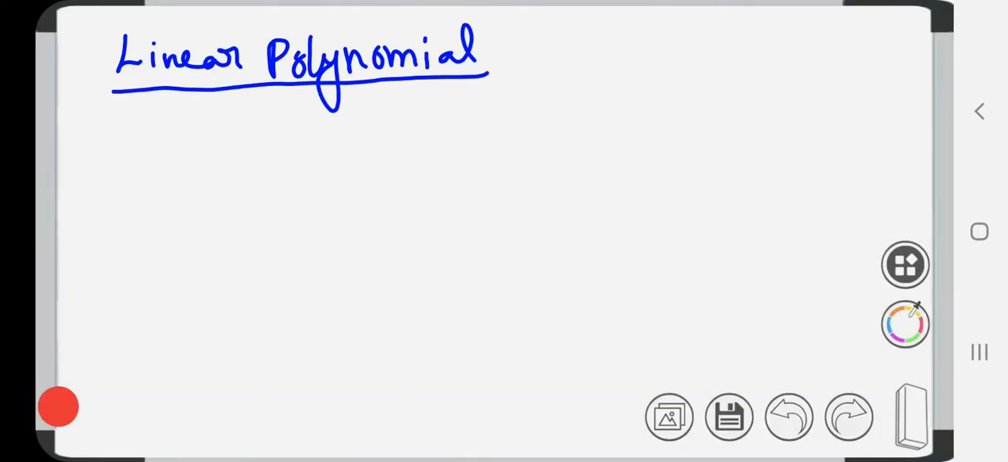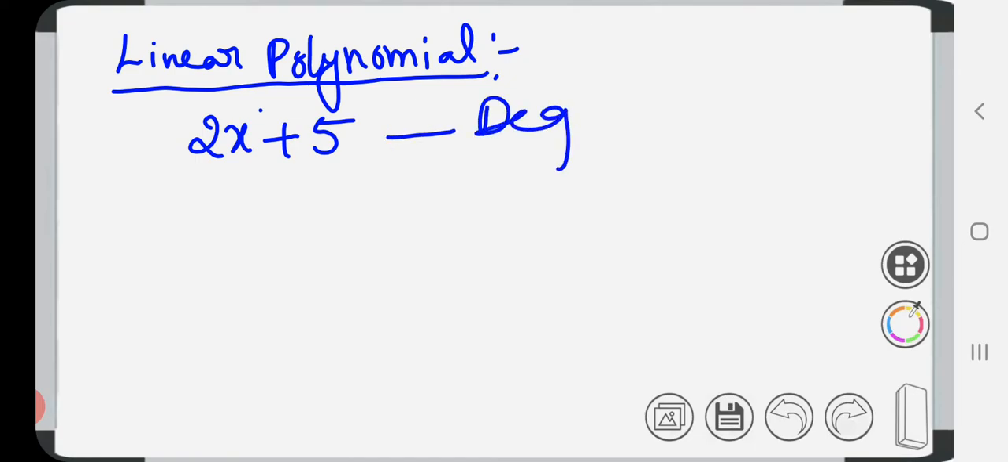Now come to the linear polynomial. Linear polynomial means we take only one variable, like x or y. If I take x, then the x power must be 1. That means 2x power 1 plus 5 is a linear polynomial. If you observe, in this case the degree becomes 1. The degree of a linear polynomial is 1.